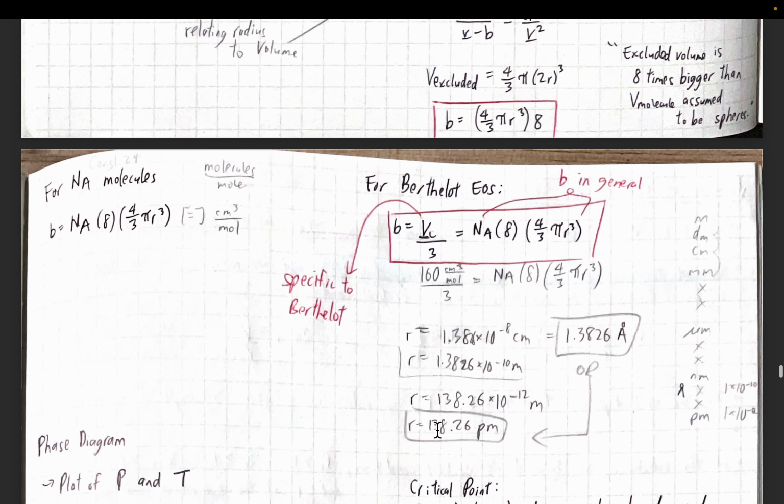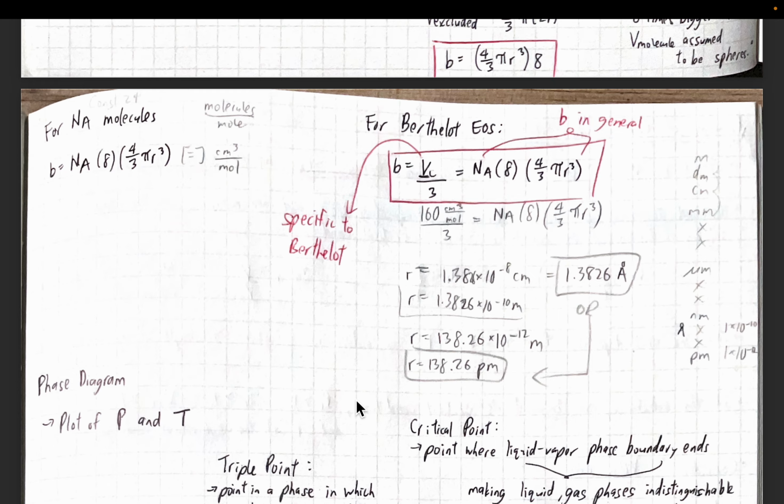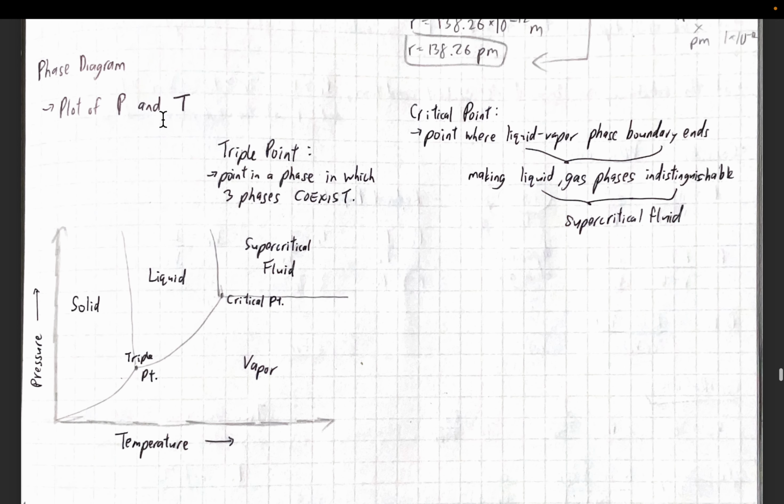So here we have the phase diagram, plot of pressure and temperature, solid, liquid, and then vapor. Eventually, we have something called the critical point. This is the point where the liquid vapor phase boundary ends, making liquid and gas phases indistinguishable. So this kind of phase is supercritical fluid. For the triple point, as you can see here, this is the point in a phase diagram in which three phases coexist: solid, liquid, and vapor.